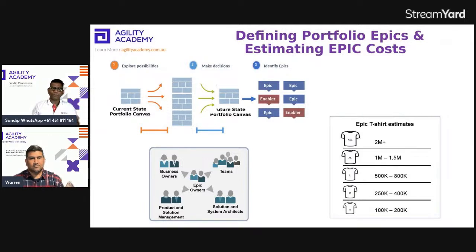Now, when it comes to epic estimation in terms of cost, we use t-shirt sizing. No one can be accurate, and that's why the focus is more on understanding, okay, are we talking about double XL wherein 2 million plus investment is required, or are we talking about some small initiative wherein only 100k or 200k is required? So that's quite an interesting topic, which is again explored in the lean portfolio management lesson.